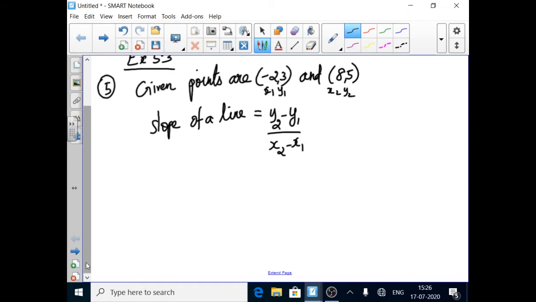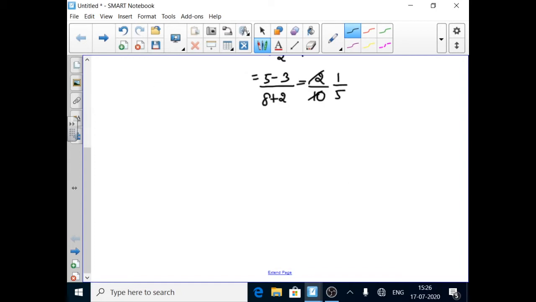So here y2 is 5. So 5 minus 3 divided by x2 minus x1, that is 8 minus (-2), that is 8 plus 2, is equal to 2 by 10. If we do the cancelling here, we will get 1 by 5. So here the slope of a line, that is m1, is equal to 1 by 5.